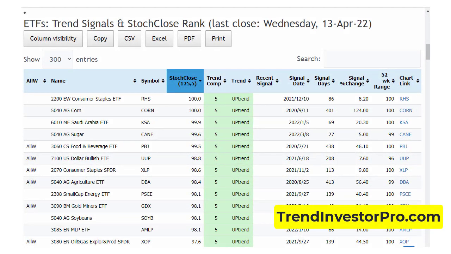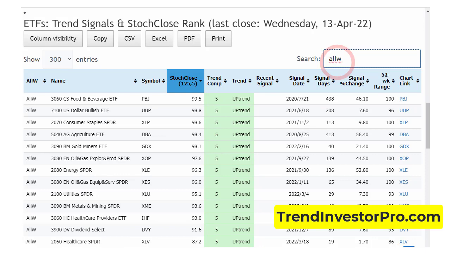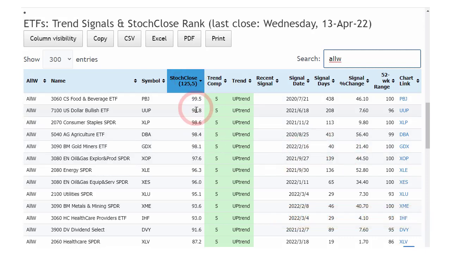So we can find those stronger uptrends by narrowing the master list. Here at Trend Investor Pro, I've got an all-weather list that has just 50 ETFs. And it really narrows down the list and removes all the duplicates out there. And so this is ranked by the Stoke Close Value, which is my performance ranking measure. And all these ETFs are stronger than SPY.